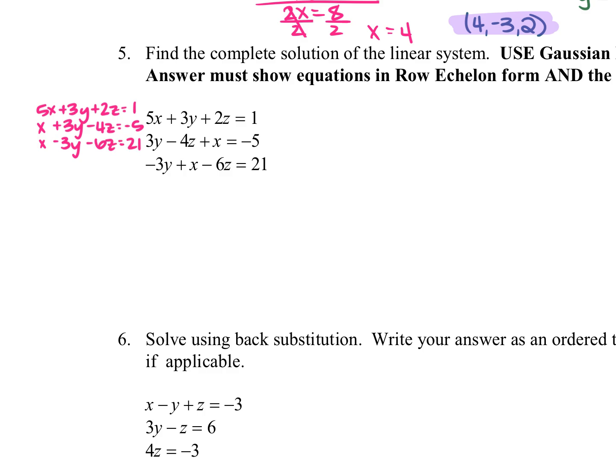So I'm going to start by using our top equation and the bottom equation. So that's the 5x plus 3y plus 2z is equal to 1, and x minus 3y minus 6z is equal to 21. You'll see that your y's are opposites, so we're just going to combine like terms, canceling those out, giving us 6x minus 4z is equal to 22.